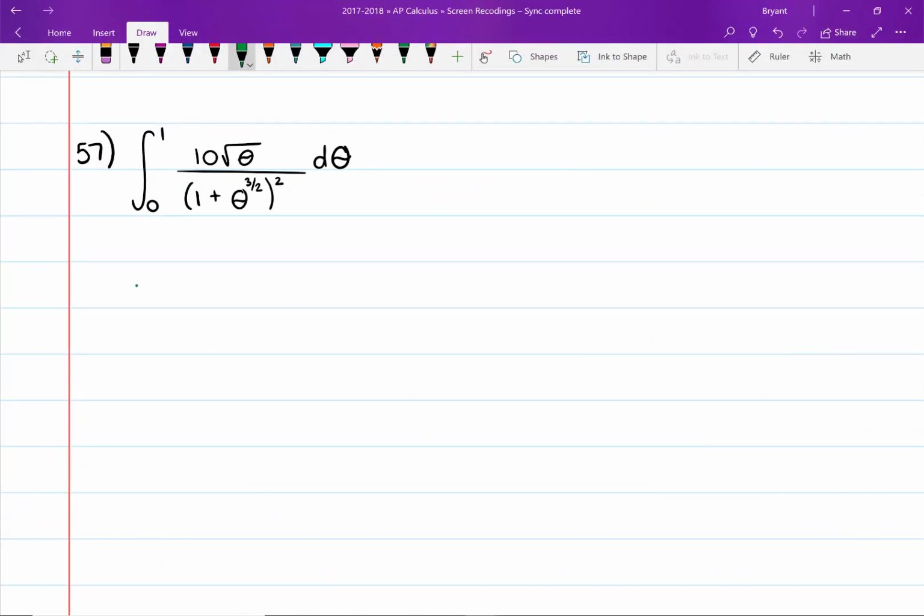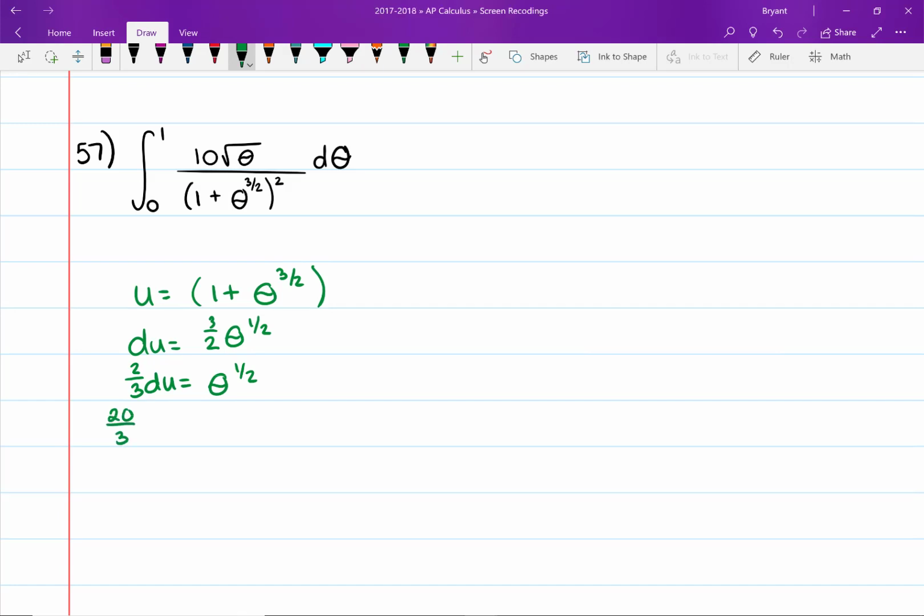For 57, I'm going to let u equal 1 plus theta to the 3/2. And keep in mind, theta is just a variable, like x or y. So I take the derivative and I get du is equal to 3/2 theta to the 1/2. I don't have a 3/2, so I'm going to multiply both sides by 2/3. So I'm going to get theta to the 1/2. I do wish I had a 10 there, though, so I'm going to multiply both sides by 10. I'm going to get 20 over 3 du equals 10 theta to the 1/2. Forgot my d thetas.